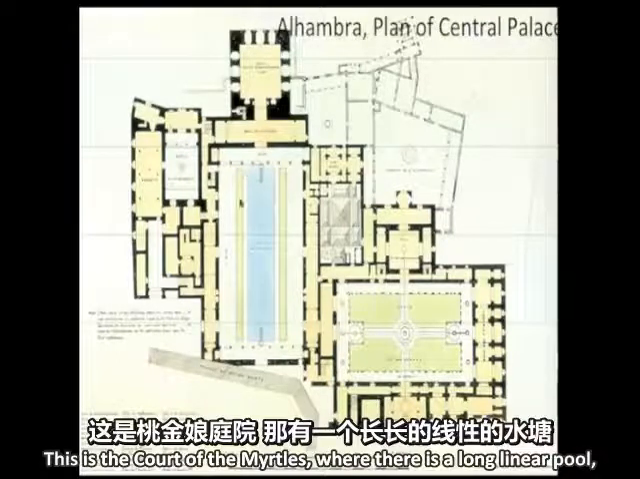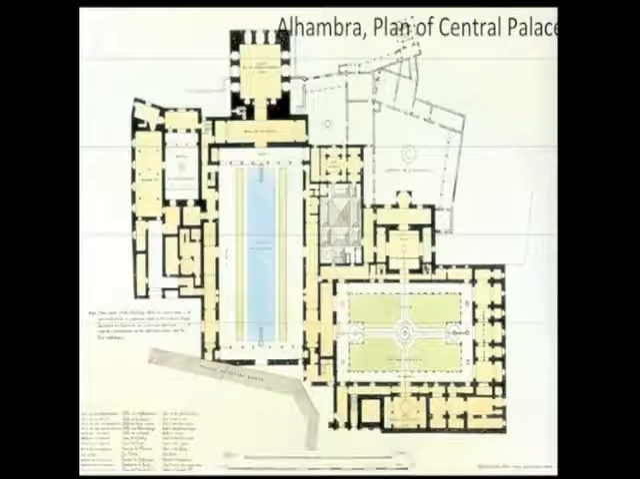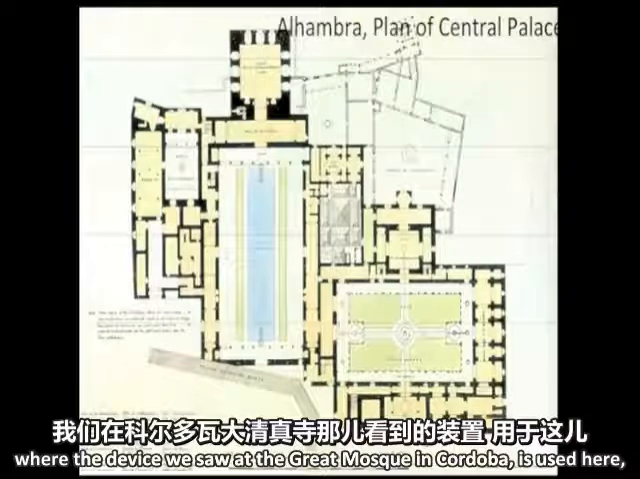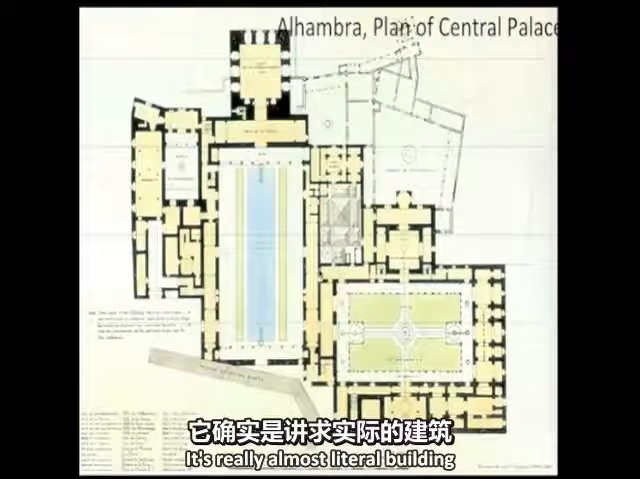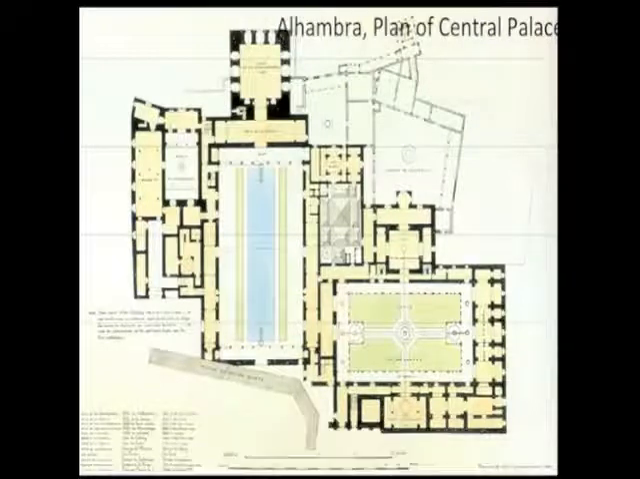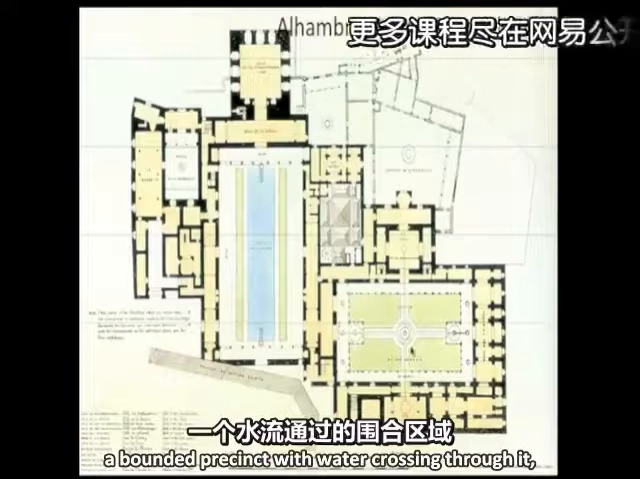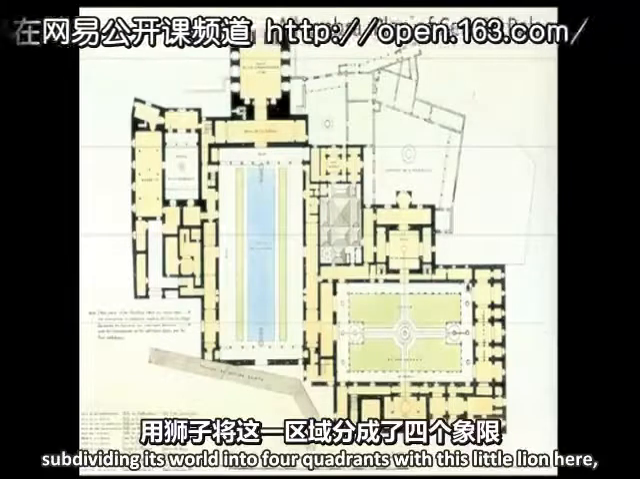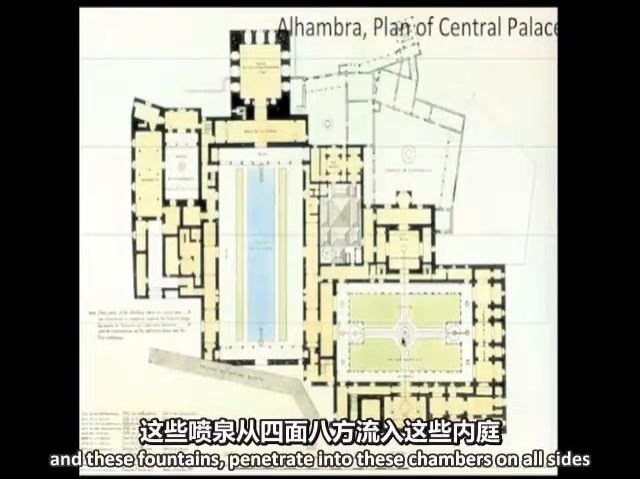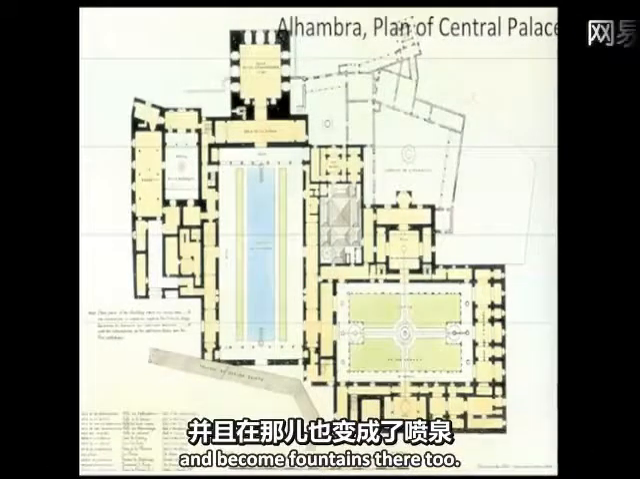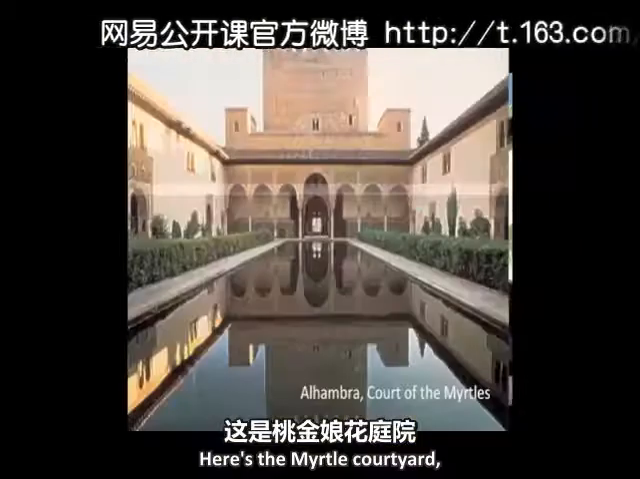This is the Court of the Myrtles, where there's a long linear pool, and this is the Lion Court, where the device we saw at the Great Mosque in Cordoba is used here. Linear troughs of water and a fountain in the middle. And this is really spectacular. It's really almost literal building of the model of the Paradise Garden. A bounded precinct with water crossing through it, subdividing its world into 4 quadrants with this little lion here. And these fountains penetrate into these chambers on all sides and become fountains there too. It's really, really great. Here's the Myrtle Courtyard.